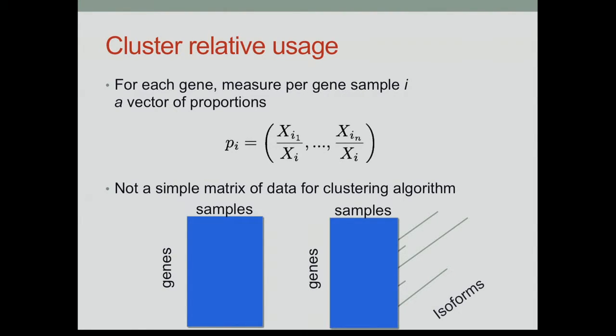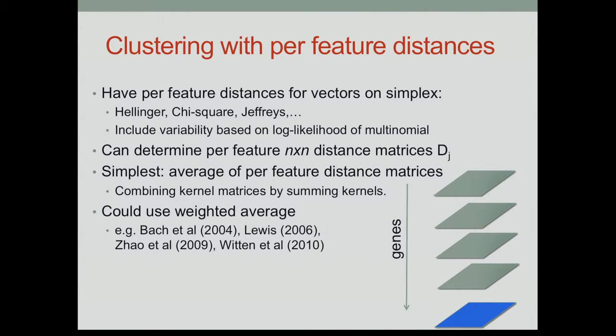So the strategy we take to try to perform this clustering is just to think about each gene separately. In particular, what a clustering algorithm usually winds up being is some kind of distance between samples.